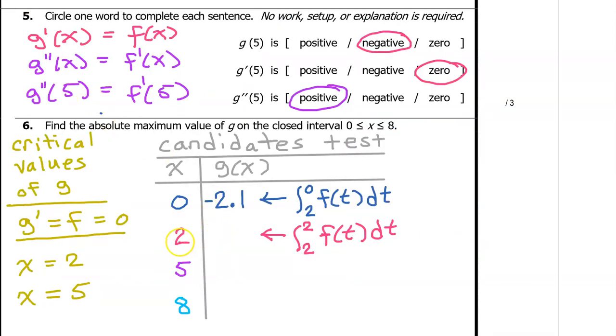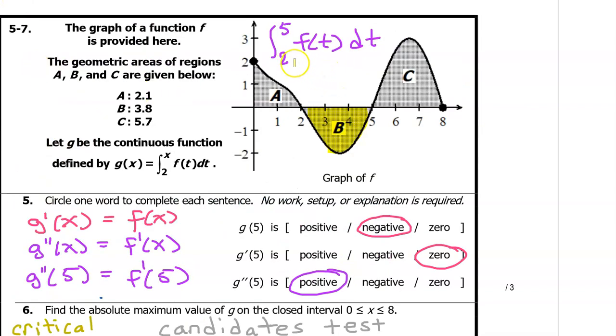The value of g at 2 will be the integral from 2 to 2 of f of t dt. Of course, this will be 0 because there is no area under the curve between 2 and 2. g at 5 will be the integral from 2 to 5 of f of t dt. Let's take a look at the graph. The integral from 2 to 5 is this yellow area B. Because B is below the x-axis, this will be considered a negative 3.8.